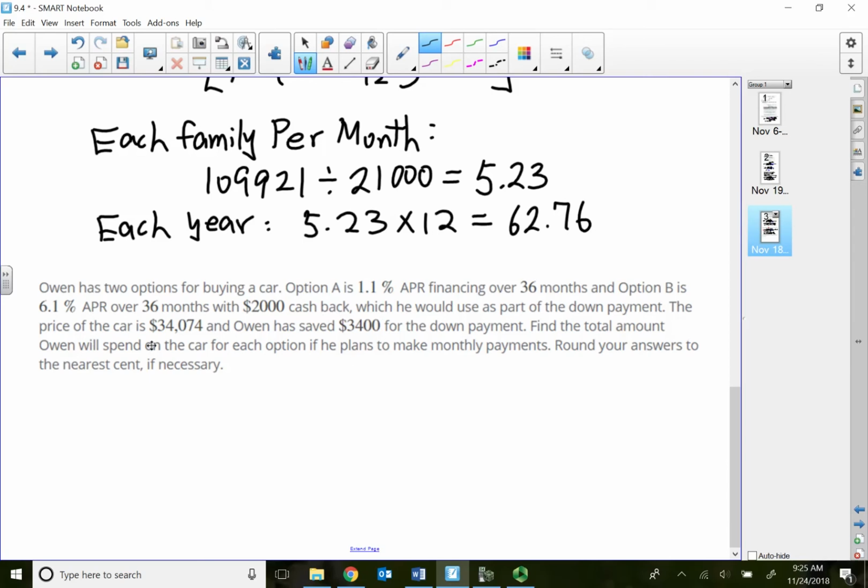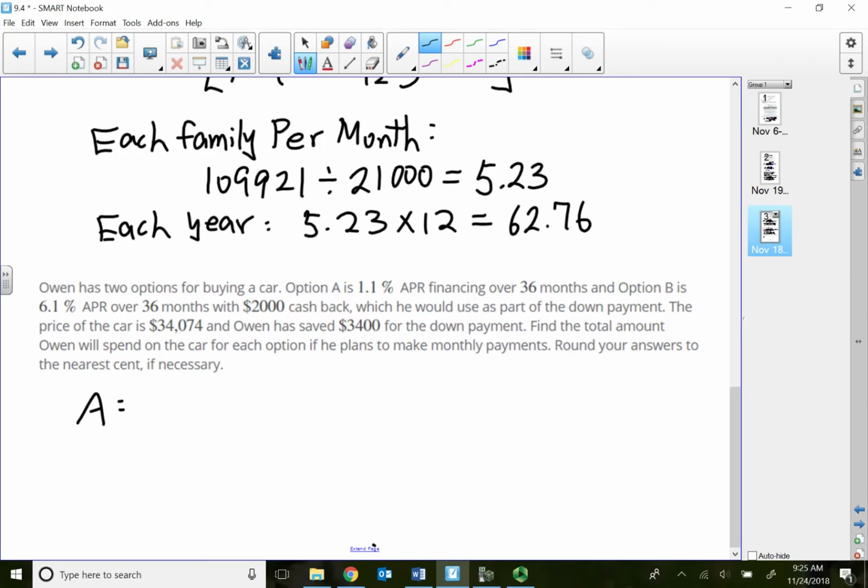The price of the car is $34,000 and Owen has saved $3,400 for down payment. So the $3,400 for the down payment is for both options. This is the cash he has on hand. So when he does option B, he gets $2,000 cash back, which is additional down payment. But for option A, he only has $3,400 for down payment. So let's do option A.